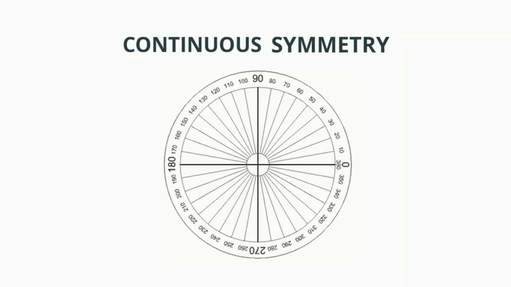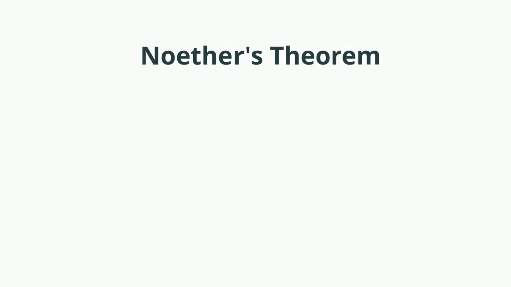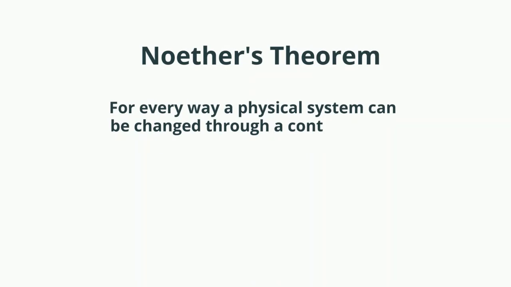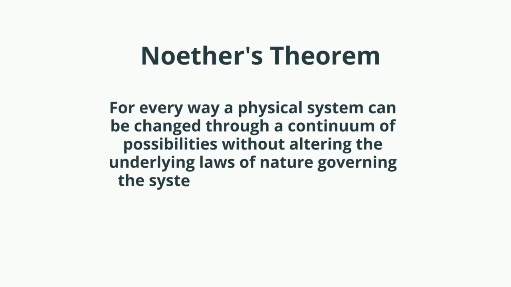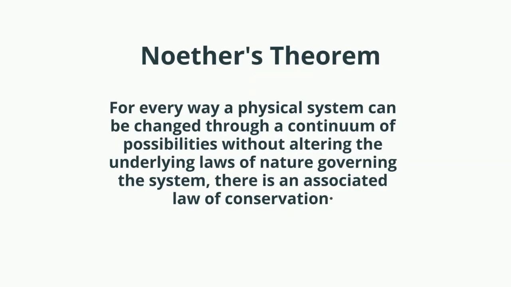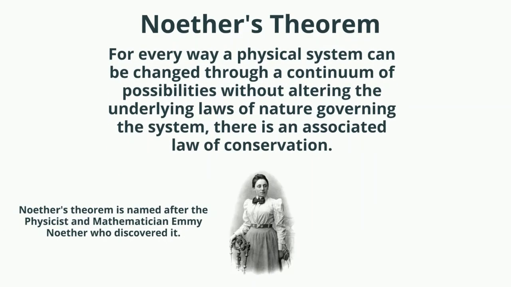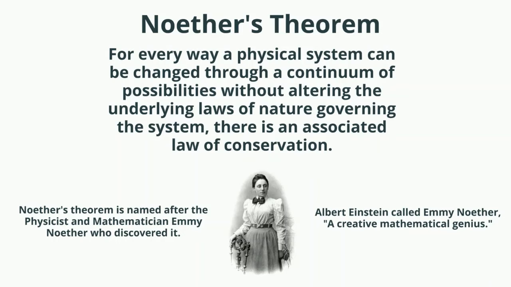Putting these two things together, we can restate Noether's theorem as follows. For every way a physical system can be changed through a continuum of possibilities without altering the underlying laws of nature governing the system, there is an associated law of conservation. Put in this way, the logic of Noether's theorem is precisely what we suspected all along. If the laws of nature are unchanged when a system is acted upon in some way, Mother Nature loses the ability to uniquely define a corresponding aspect of the system. All that remains is to determine what aspect is related to what symmetry.